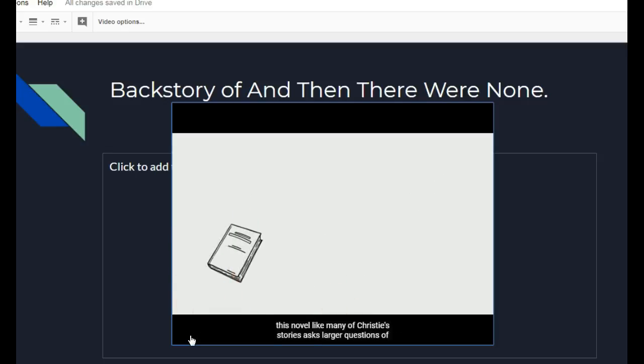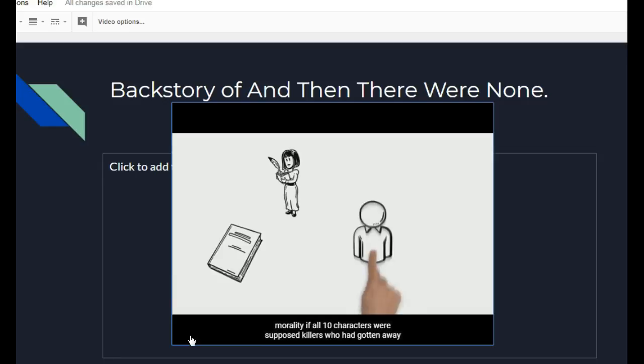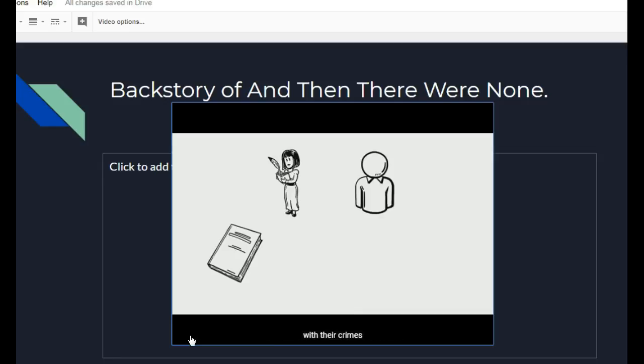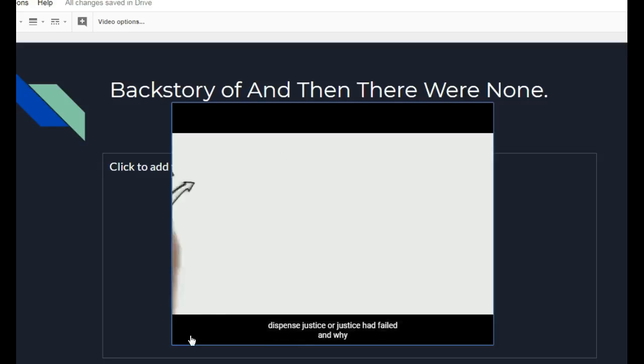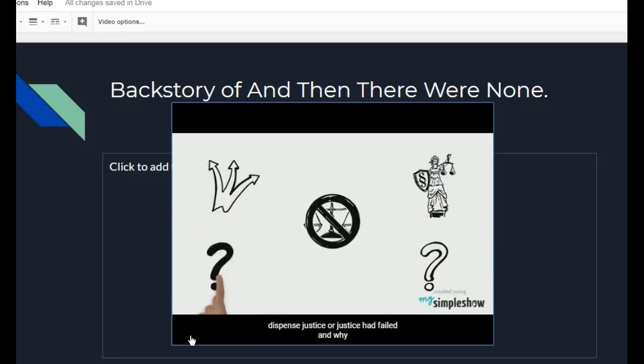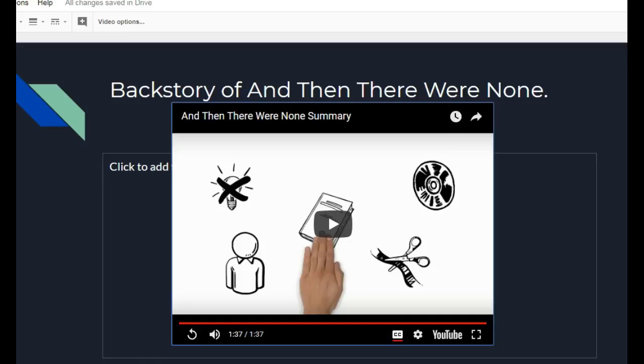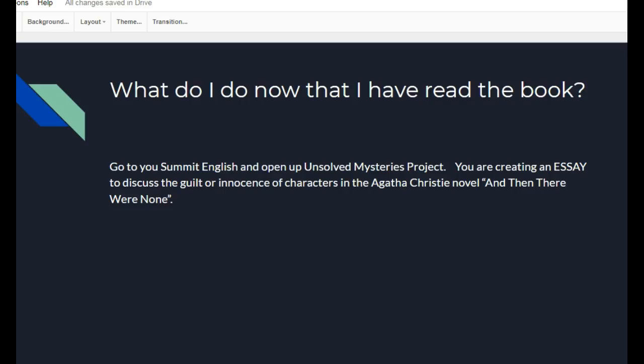This novel, like many of Christie's stories, asks larger questions of morality. If all 10 characters were supposed killers who had gotten away with their crimes, did they deserve murder themselves? Who would take it upon themselves to dispense justice where justice had failed, and why? Okay, so that is one of the many resources out there about this book, which was written quite a long time ago. But what do you do after you've read the book? Well, now it's time to go to your Summit English and see what needs to be completed in the checkpoints.